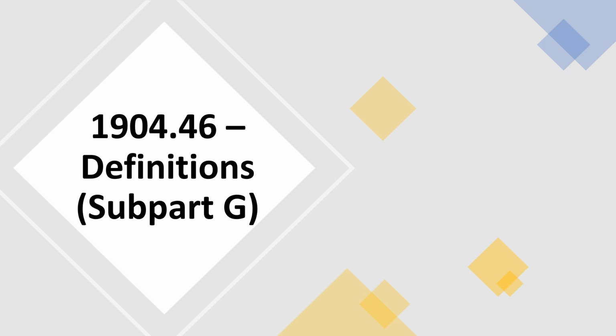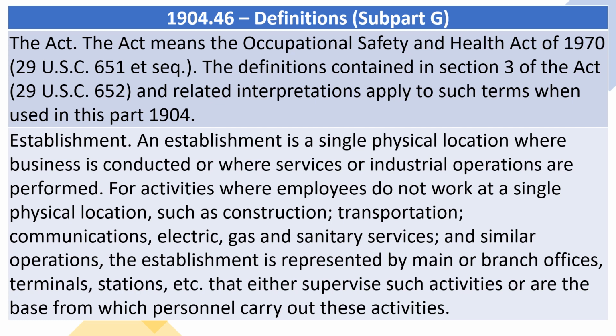1904.46, Definitions. The Act. The Act means the Occupational Safety and Health Act of 1970, 29 U.S.C. 651 et seq. The definitions contained in Section 3 of the Act, 29 U.S.C. 652, and related interpretations apply to such terms when used in this Part 1904.